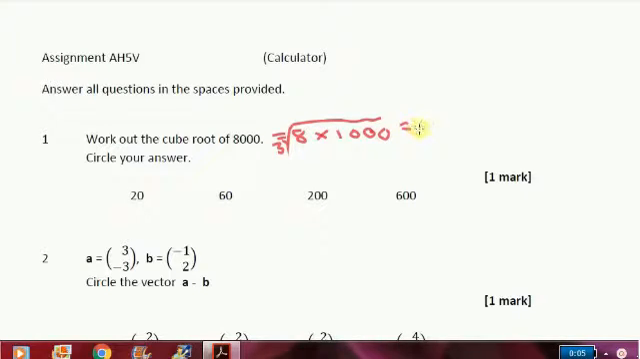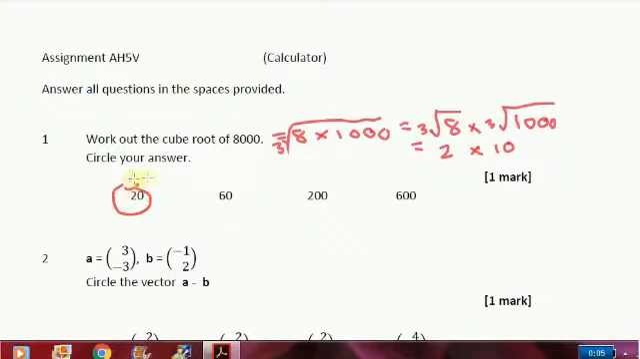means, now if you've got a product, you're allowed to break it up, so you can have the cube root of 8 times the cube root of 1,000. And we know what they are. The cube root of 8 is 2, because 2 times 2 is 4 times 2 is 8. And the cube root of 1,000 is 10. 10 times 10 is 100. 100 times 10 is 1,000. So 20 is our answer.